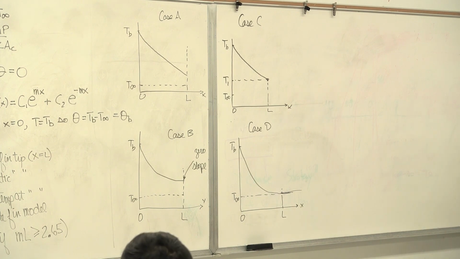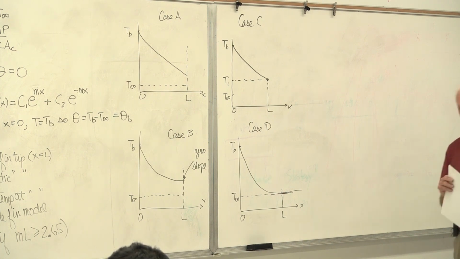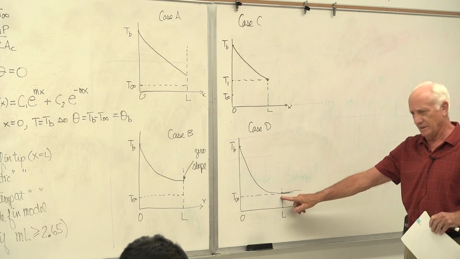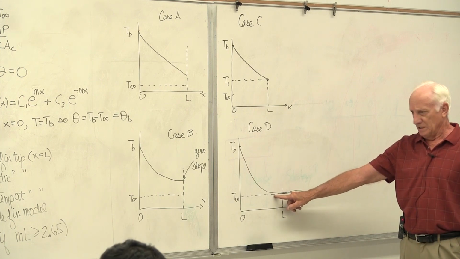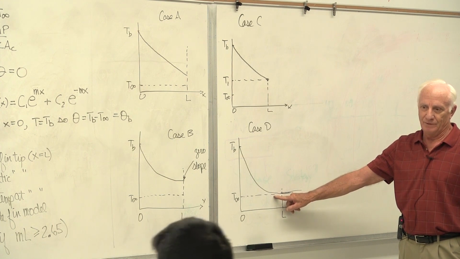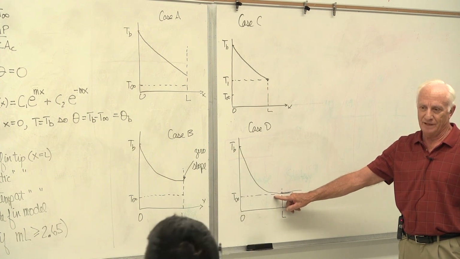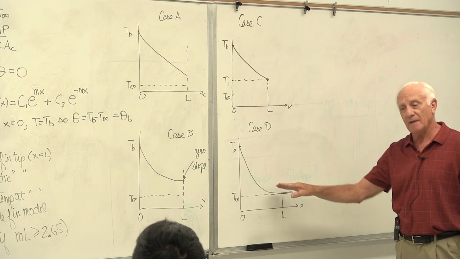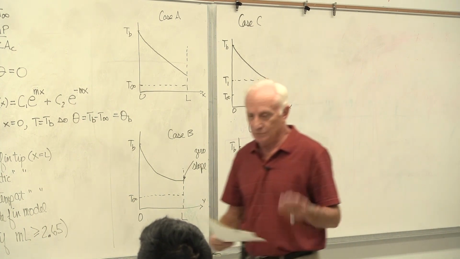Sometimes fins are like that. It's not very practical because you don't want to waste money by having a fin that's not losing much heat on the end of the fin, which this case does. It doesn't lose much heat at all because what's the difference in temperature, T_B minus T infinity? Oh, it's really small. You're wasting money buying a fin like that. But it can happen. It can happen. So it's one of our cases.